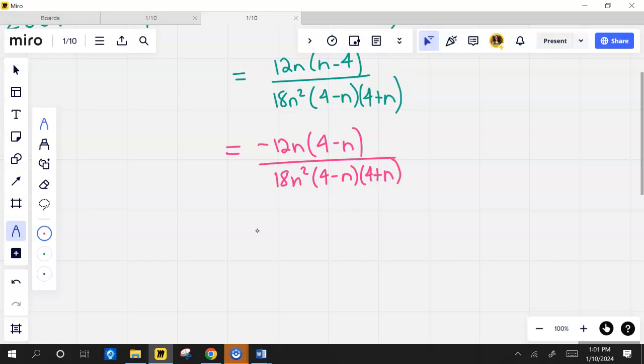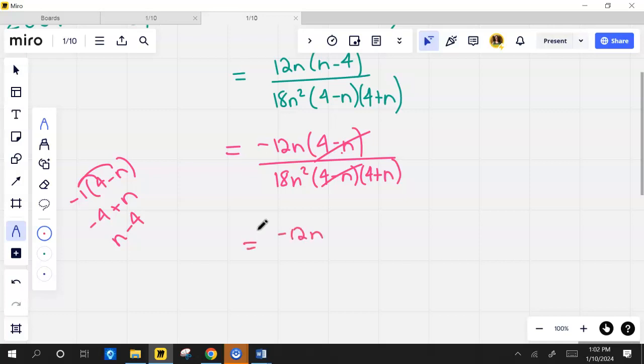Well, I took a negative out. So what happens if you distribute a negative 1 to that? I'd get negative 4 plus n. And if I switched up the way that was written, I'd get n minus 4. Right? So that's all it does, is it changes that up. All right, so yes, I'm going to cancel out the 4 minus n. Everybody okay there? All right.